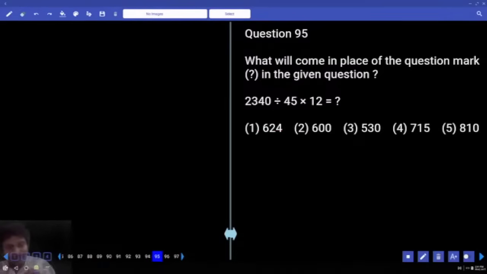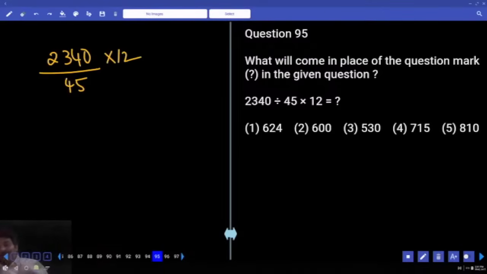Done? Numerator 2340 divided by 45 into 12, correct? In the numerator, there is a 0. So is your entire numerator a 5 multiple? Come on. In the denominator also you have a 5 multiple.